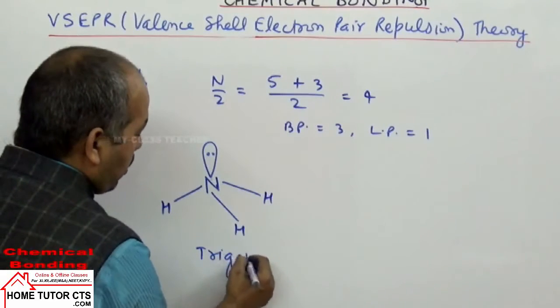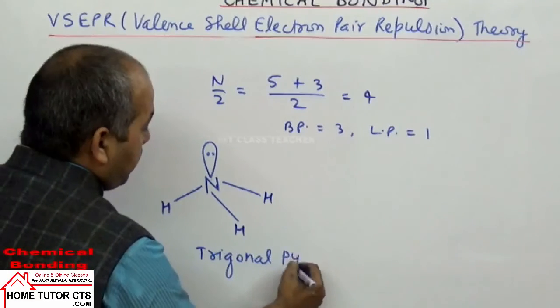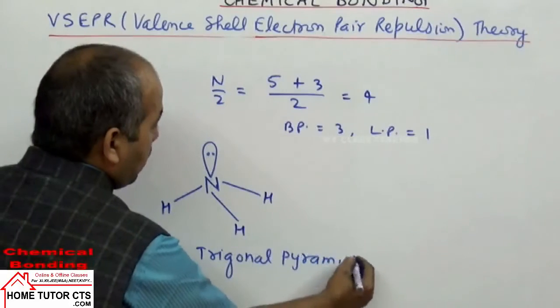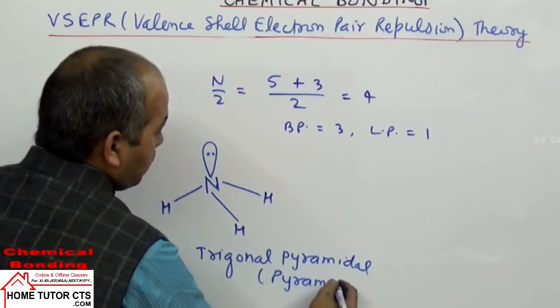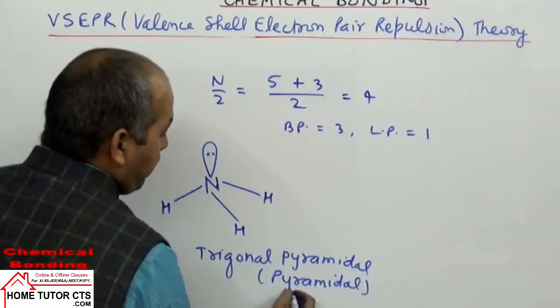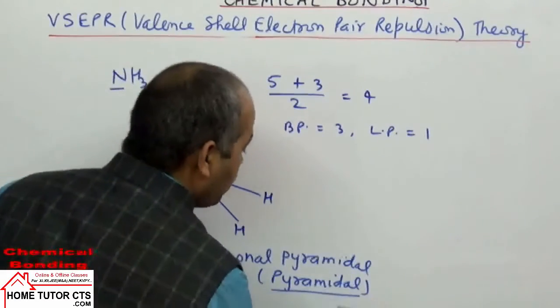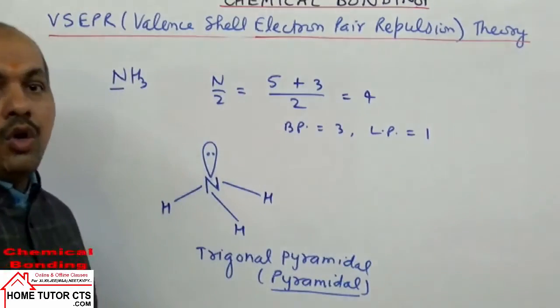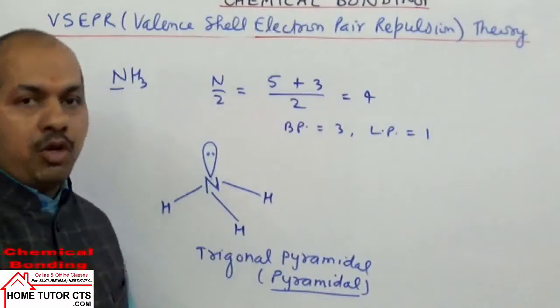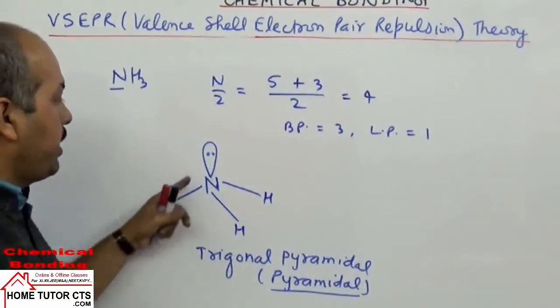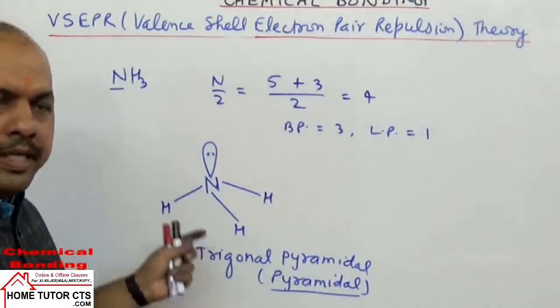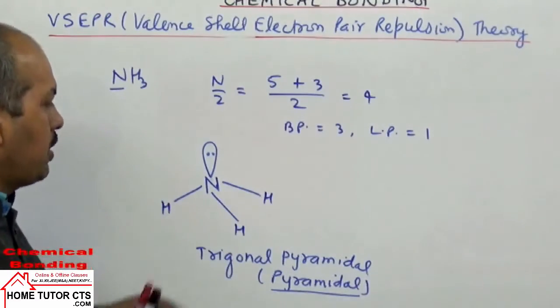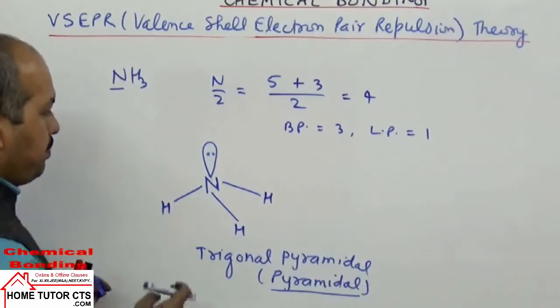Trigonal pyramidal, or simply pyramidal shape. Pyramidal is one very common shape used for ammonia or molecules having a shape like ammonia. More examples can be taken like NH3, NF3, NCl3, PCl3, PH3. So we have this many molecules which resemble this geometry.